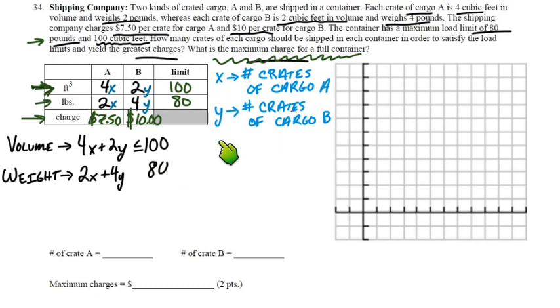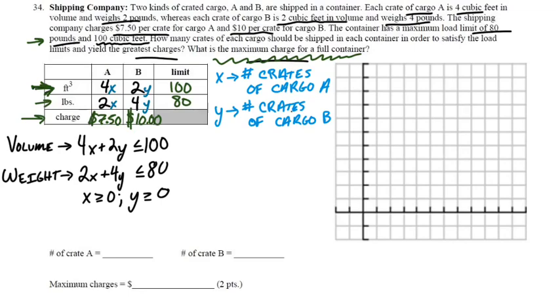We could certainly have less than that in the container, so this sign again is less than or equal to. And let's not forget, x and y both have to be at least 0. We can't haul negative crates of cargo, so they've got to be 0 or more crates for each one.